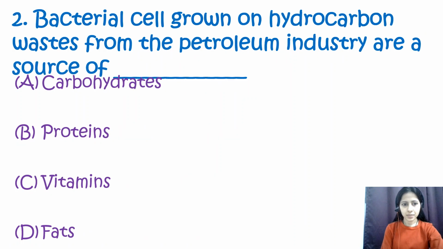Next question, number 2. Bacterial cells grown on hydrocarbon waste from the petroleum industry are a source of option A, carbohydrates, option B, proteins, option C, vitamins, and option D, fats. So the bacterial cells which are grown on hydrocarbons, on industrial wastes or byproducts, are a source of proteins. Option number B.